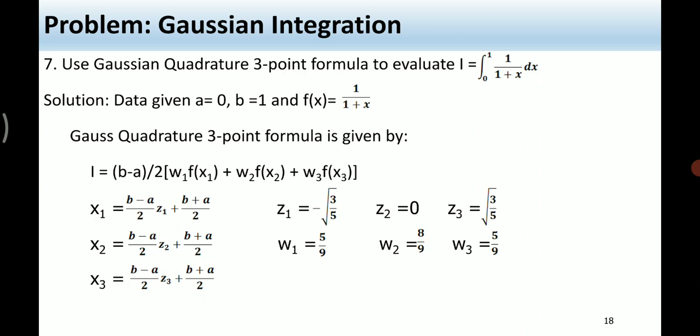So here the z1 value is minus root of 3 by 5, z2 is equal to 0 and z3 is equal to root of 3 by 5. W1 value is equal to 5 by 9, W2 is 8 by 9 and W3 is equal to 5 by 9. So first we'll calculate your x1, x2 and x3 values. Then the x values, your w values and your f of x values we will substitute in your Gaussian quadrature 3-point formula.